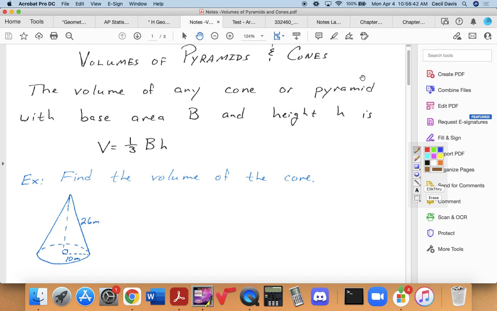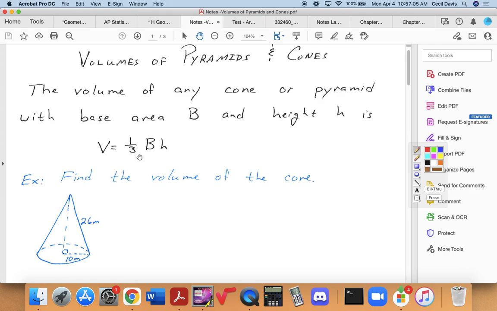So, the volume of any cone or pyramid with base area capital B and height h is given by this formula. The volume is 1/3 area of the base times the height, as we showed with both the water and with the wooden pyramids. So you just have to remember it's 1/3 area of the base times the height.